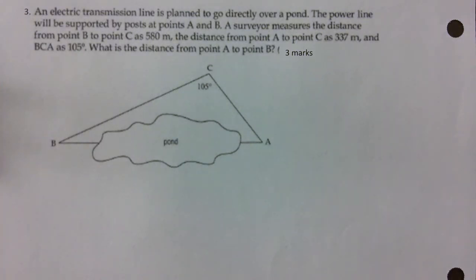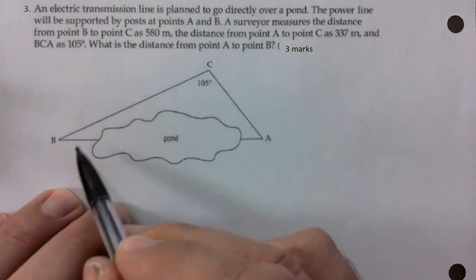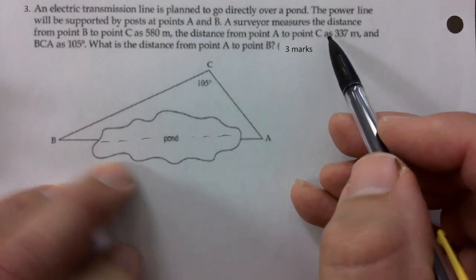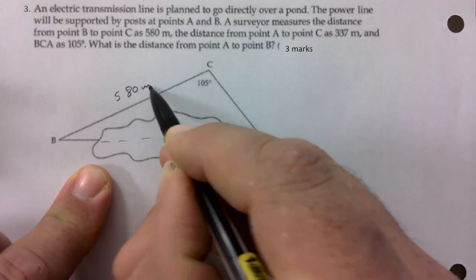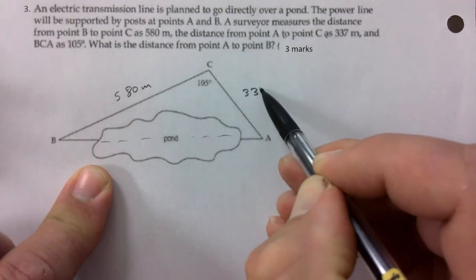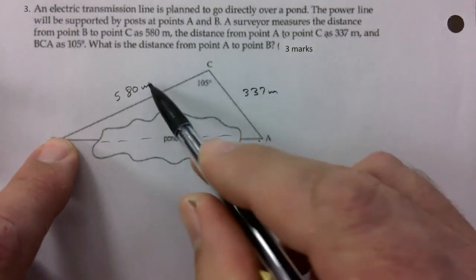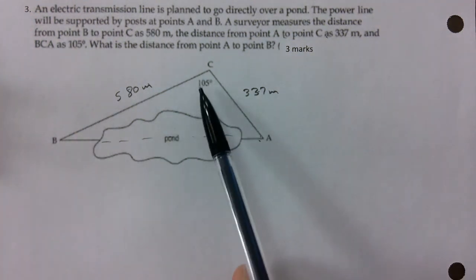All right, so we have a partially filled in diagram here, but it's fairly straightforward to just fill in the information, right? So they want that power line to go across here, across the pond. A surveyor measures point B to C as 580. So from here to here is 580. And from A to C is 337. So that's that. What's the distance from A to B? So side, angle, side.